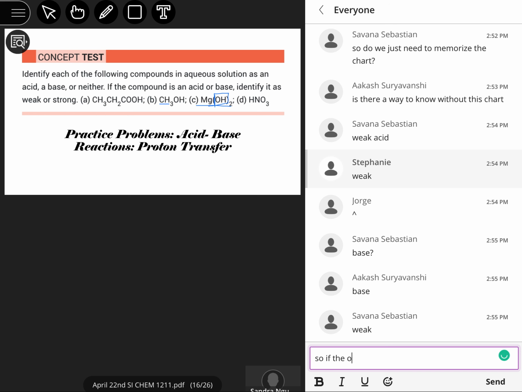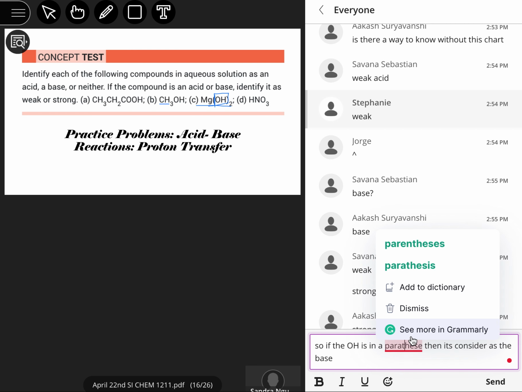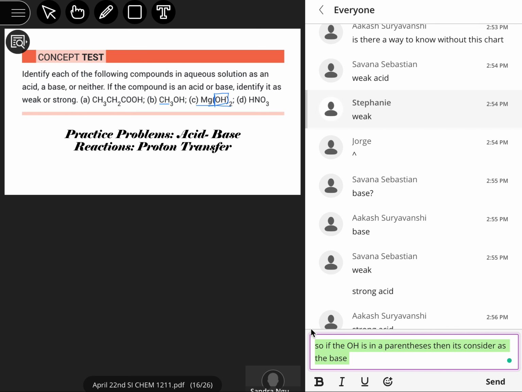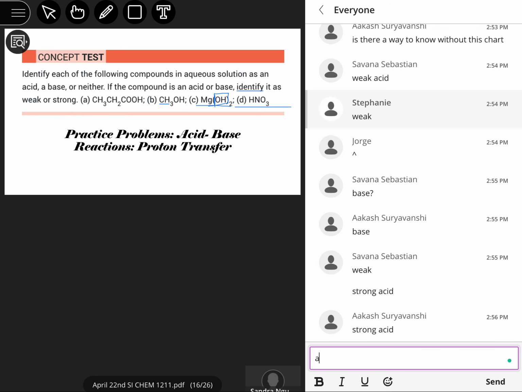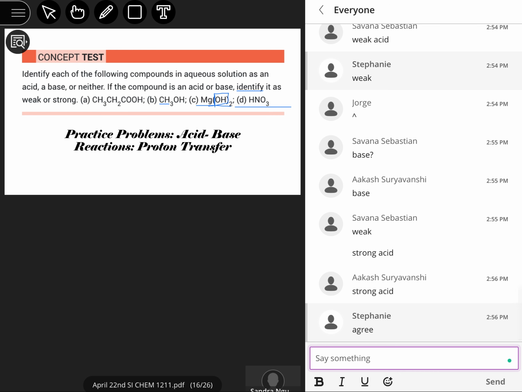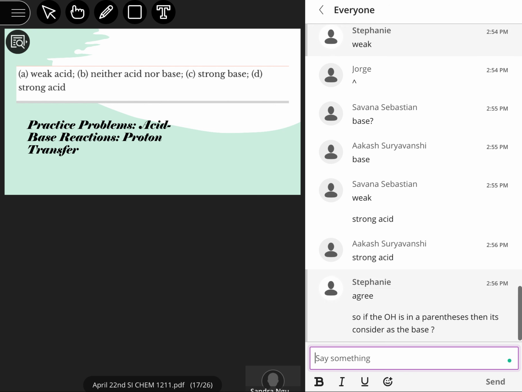And then what about D? HNO3. Is that a weak or strong acid or base? What are we looking at here? Strong acid. Okay, and do we agree with that? Strong acid? Do we all agree? Anyone else? Any other answers? I just need one more person to agree. Okay, great. Yep, that's right. It's a strong acid. And these are basically the answers.